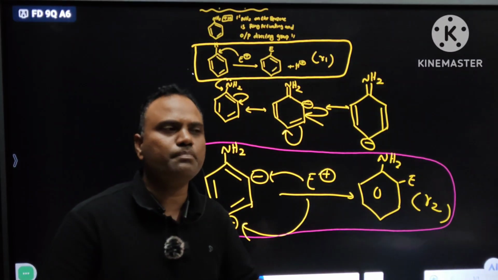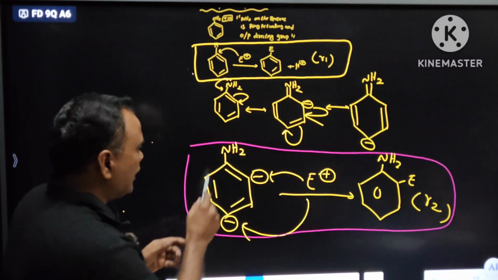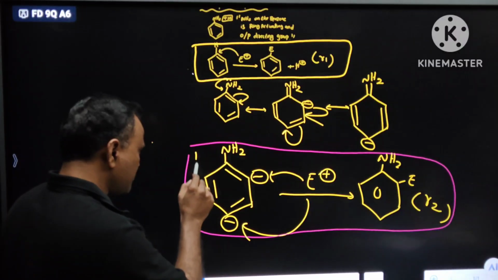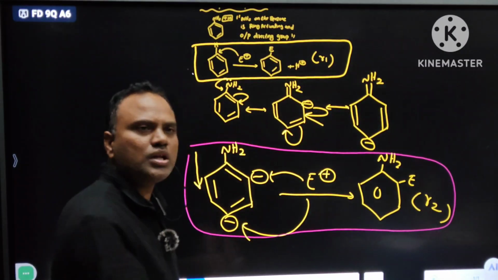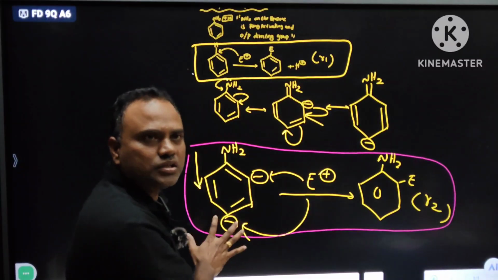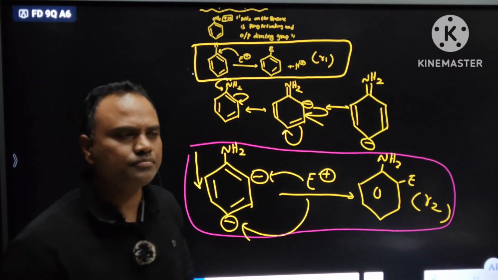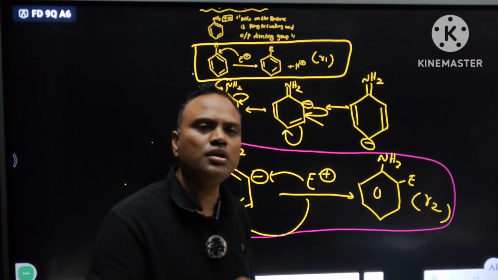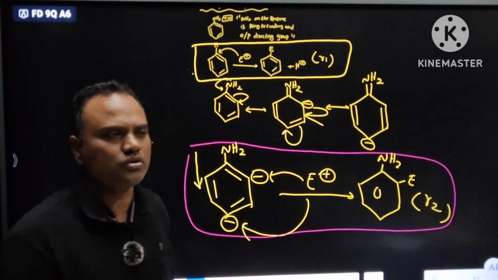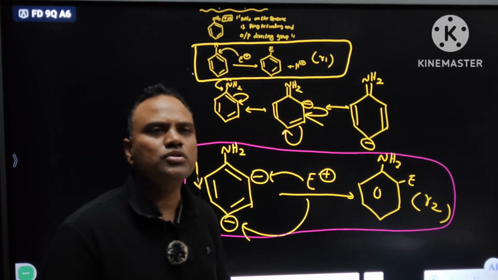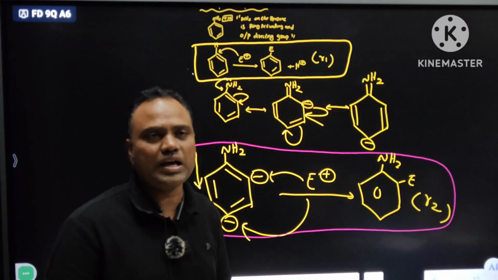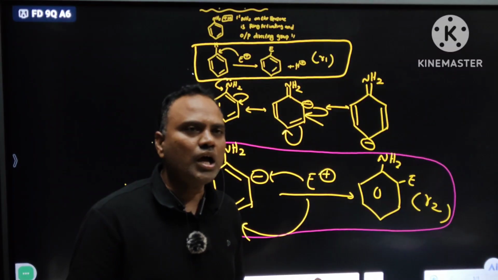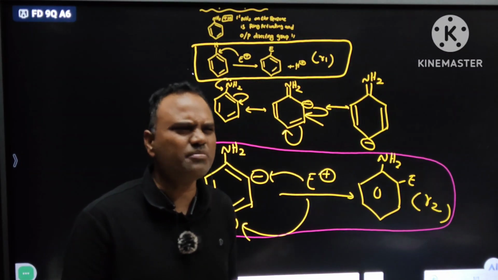Because in aniline NH2 is a plus M group, an electron donating group. In aniline, NH2 increases electron density on the ring. It supplies electrons to the ring, so electron density over the ring increases, so the electrophile will come easily. Attack of electrophile is very easy. So aniline is more reactive than benzene towards aromatic electrophilic substitution. This is the final conclusion. And NH2 group is which group? Activating group.